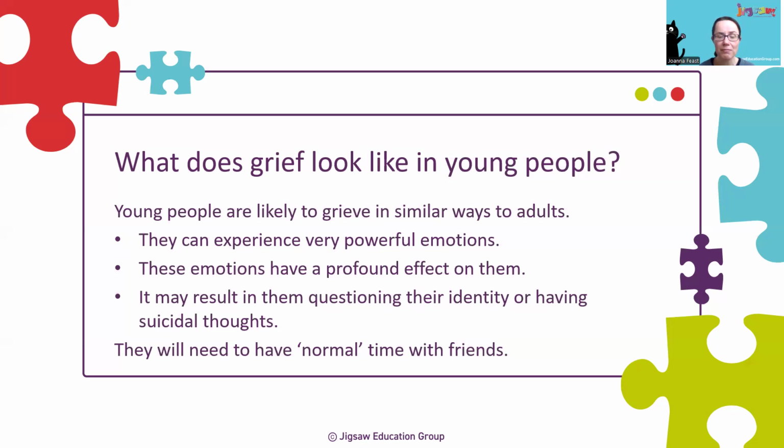Crucially, though, it's very important to remember that young people need to have normal, in inverted commas, time with friends. So to be an adolescent, to be a young person, rather than to be a grieving person. And I think that's what causes so much confusion and discomfort, is that in and out, back and forth, to and fro-ness of existence.